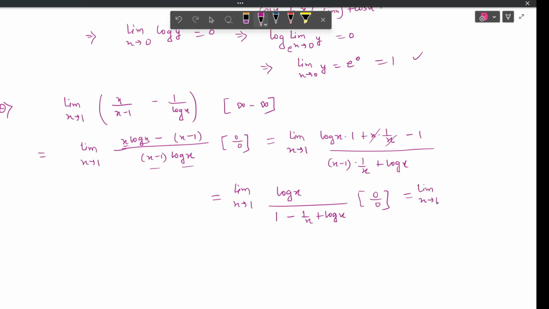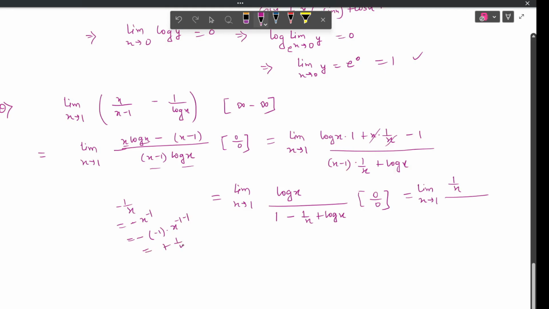So limit x tends to 1. Differentiation of log x is 1 by x. Differentiation of 1 is 0. Differentiation of minus 1 by x: minus 1 by x, you can write it as minus x to the power minus 1. So this is x to the power n form. It will be n into x to the power n minus 1. So this will be plus 1 by x square. Differentiation of log x is 1 by x. If you put 1, it will be 1 by 1 plus 1, that is 2, half. So half is the answer of this question.